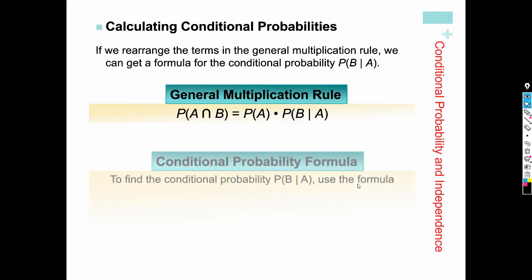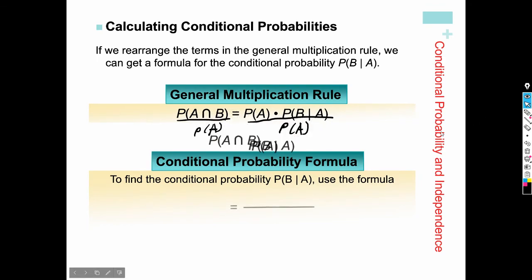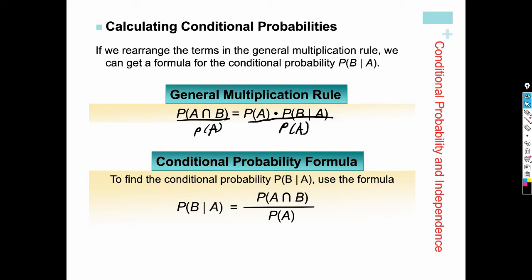So to wrap this all up, we can reframe this rule to find the probability of a conditional event. So in other words, if I want to solve for the probability of B given A, I can just divide by the probability of A on both sides in this formula, and that can give me the rule for conditional probability, which is that the probability of B given A is the probability of A and B over the probability of A.